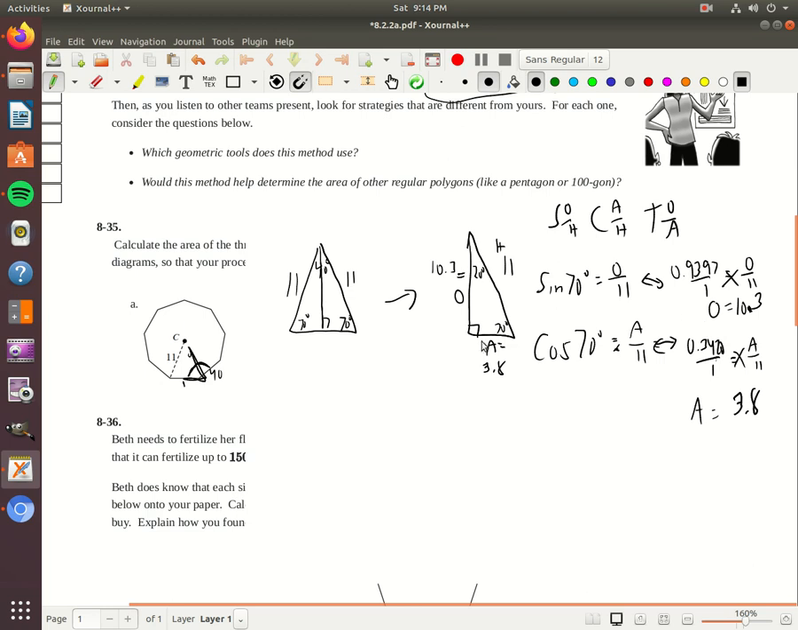So long story short, I now know the base and the height of this little triangle. I'm going to use the base times height divided by 2. I guess half. I could use 1.9, but I'm just going to go 10.3.